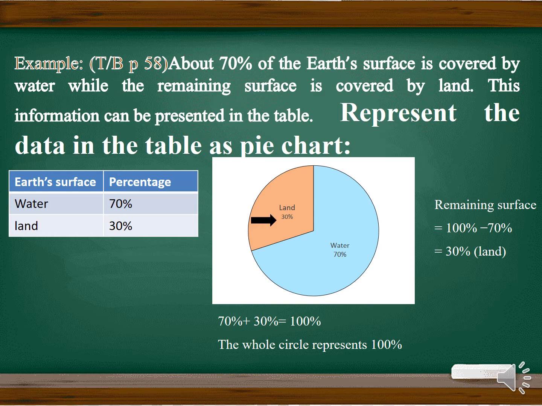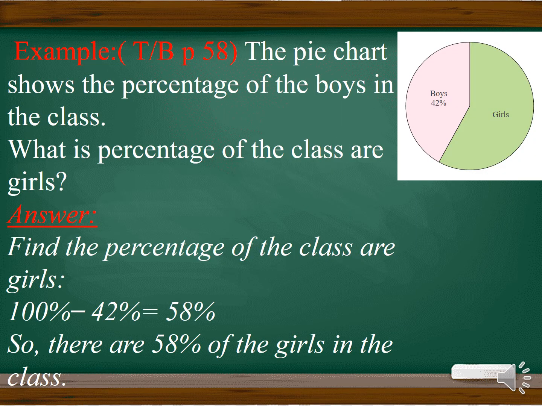So if we want to know about that, the whole of the circle represents: we get the water 70% plus 30% equals 100%. Okay, now we continue to our example 2. Open textbook on page 58.